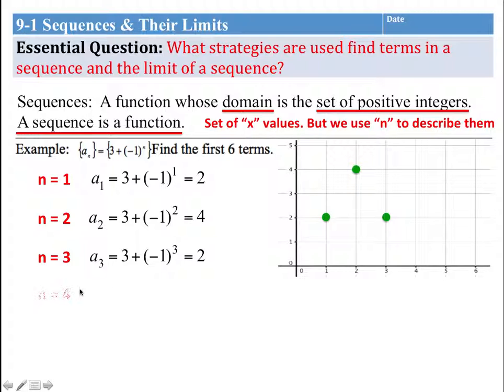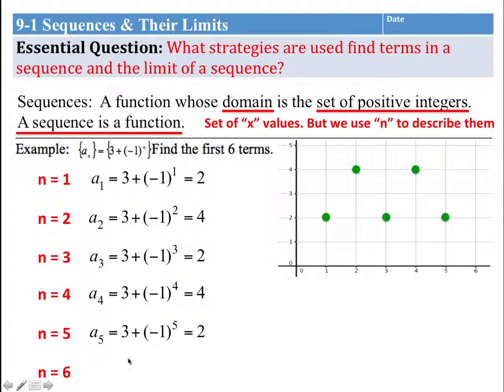And so we can keep calculating this. When n is 4, the fourth term of the sequence is 4. So we notice that the sequence oscillates between 2 and 4 depending upon what term we're talking about. And then we'll see the oscillation for term 5 go back to 2. And then term 6, it goes back to 4.